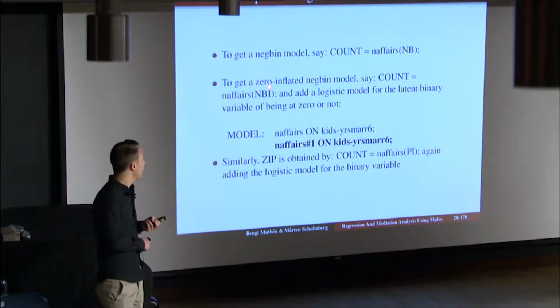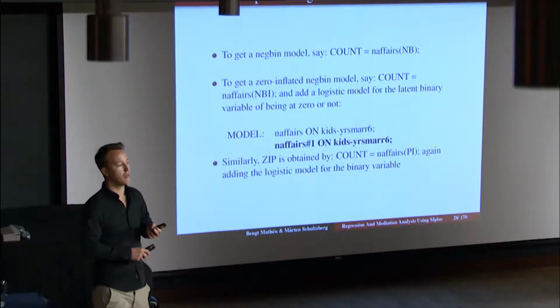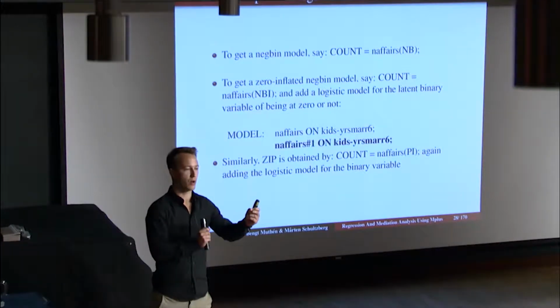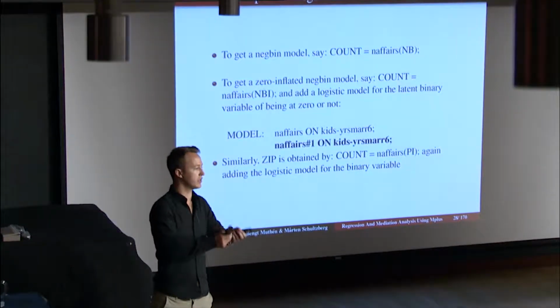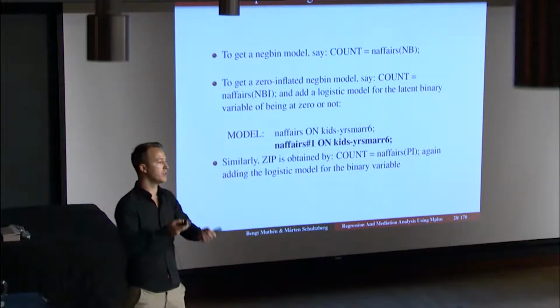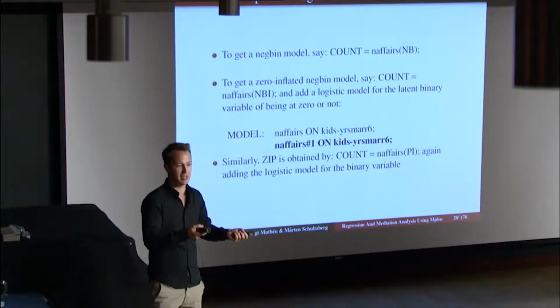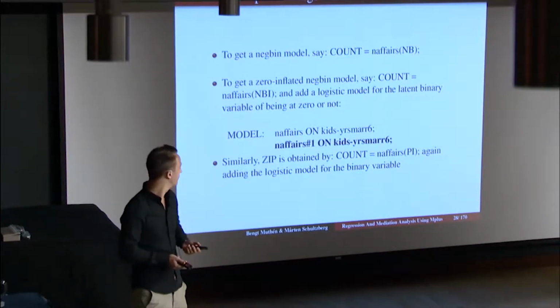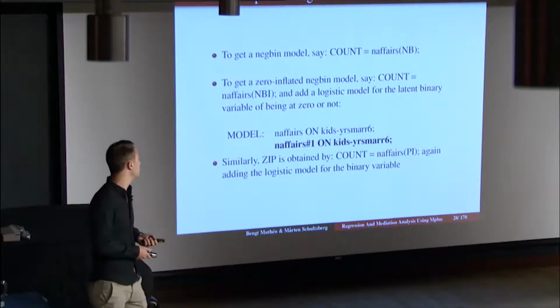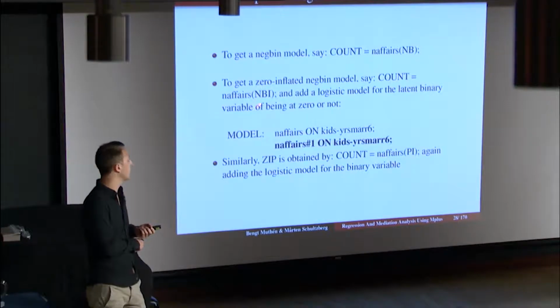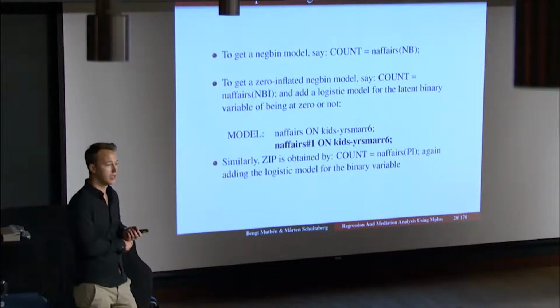We could also add inflation here, like Bengt said. Maybe it's not enough to just shift some probability. Maybe we also have to add this mixture at 0. Think about the 0 as two different kinds of 0: the ones who never drink and the ones who actually drink but didn't drink during the last 30 days. And that can easily be done by adding an I, negative binomial inflated.